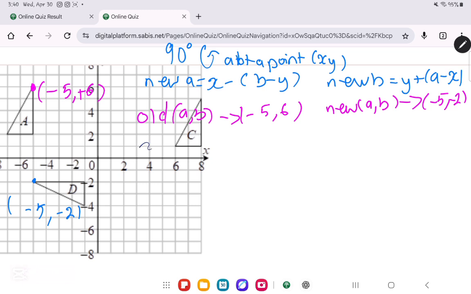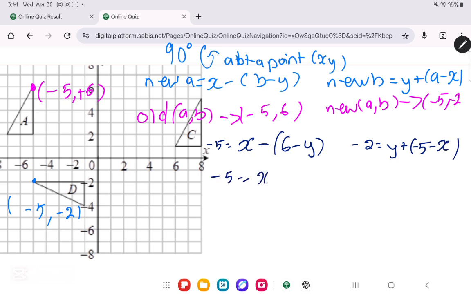So now we're going to substitute into the equation. New A is equal to x minus b minus y. Our new A is minus 5. So minus 5 is equal to x, which we need to find, minus our b from the old b, which is 6, minus y, which we also need to find. And our new b is minus 2, which is equal to y plus a from our old a, which is minus 5, minus x. After simplifying, you will get minus 5 is equal to x minus 6 plus y. And here minus 2 is equal to y minus 5 minus x.